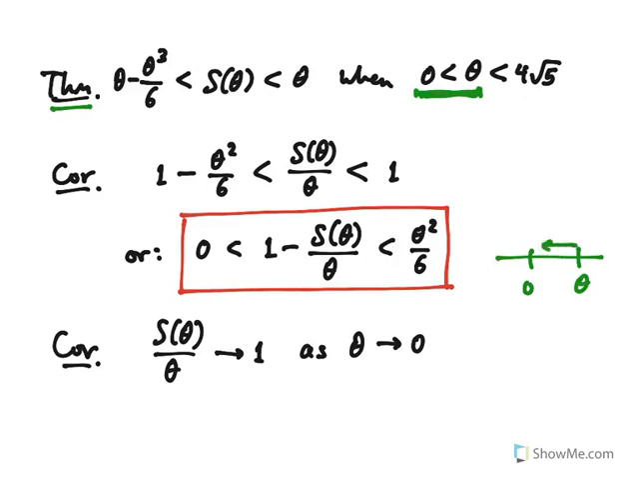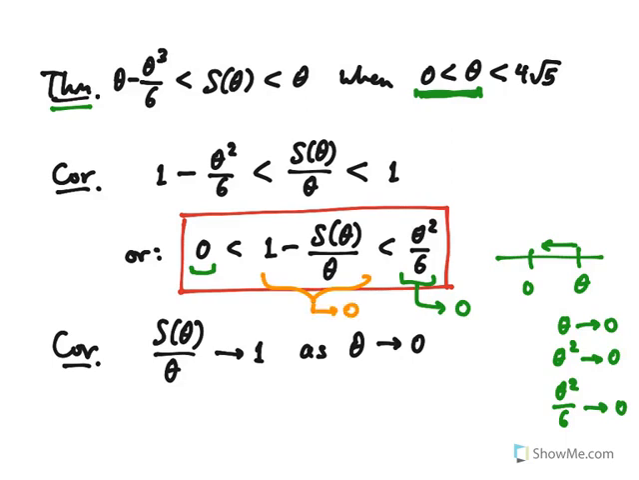Okay, as that happens, look what happens to this bound. This bound will go to 0 as well, because if theta is going to 0, then certainly theta squared is also going to 0, and therefore theta squared over 6. But then you have a 0 on this side, so the squeeze theorem will tell you that the thing in the middle has to go to 0 as well, as a conclusion from the squeeze theorem. But since 1 is a constant, that just tells you that S of theta over theta is getting closer and closer to that constant, since their difference is going to 0.